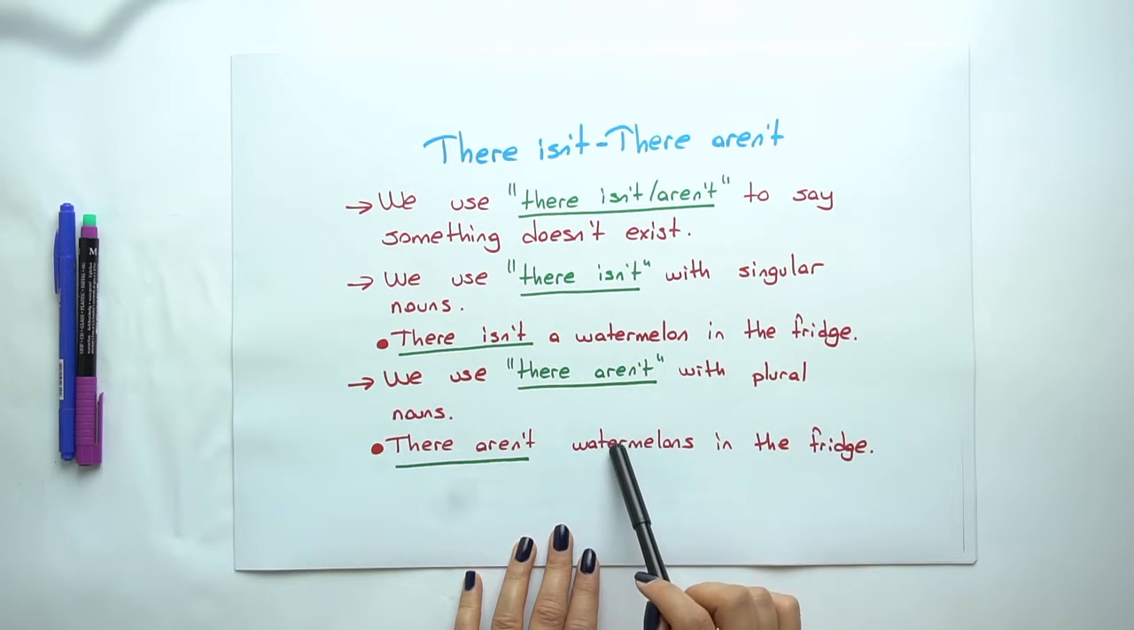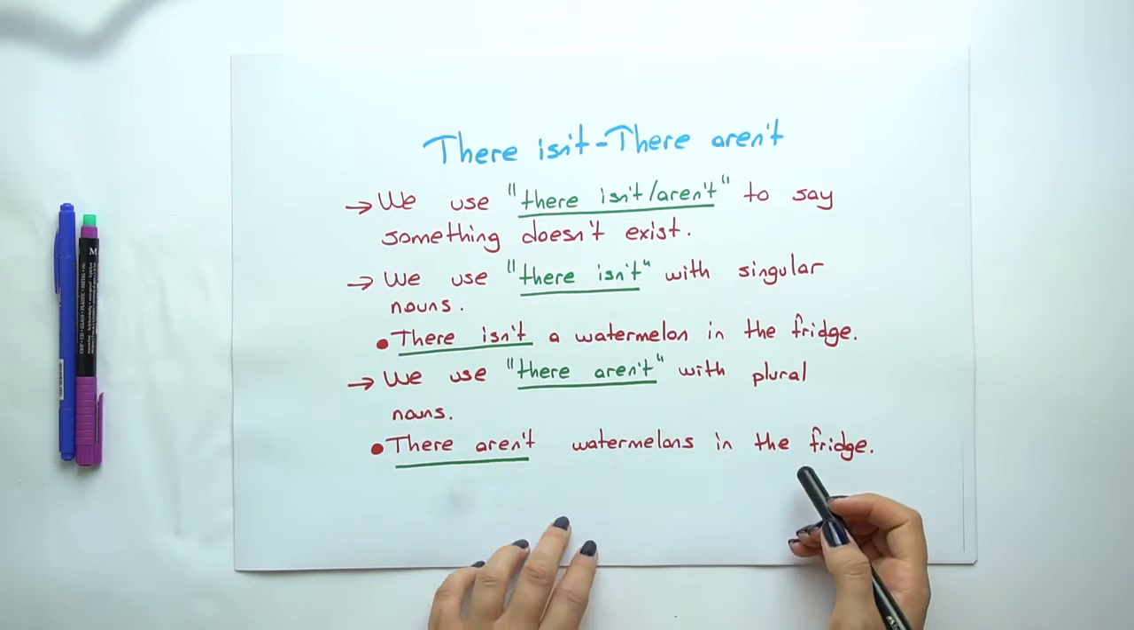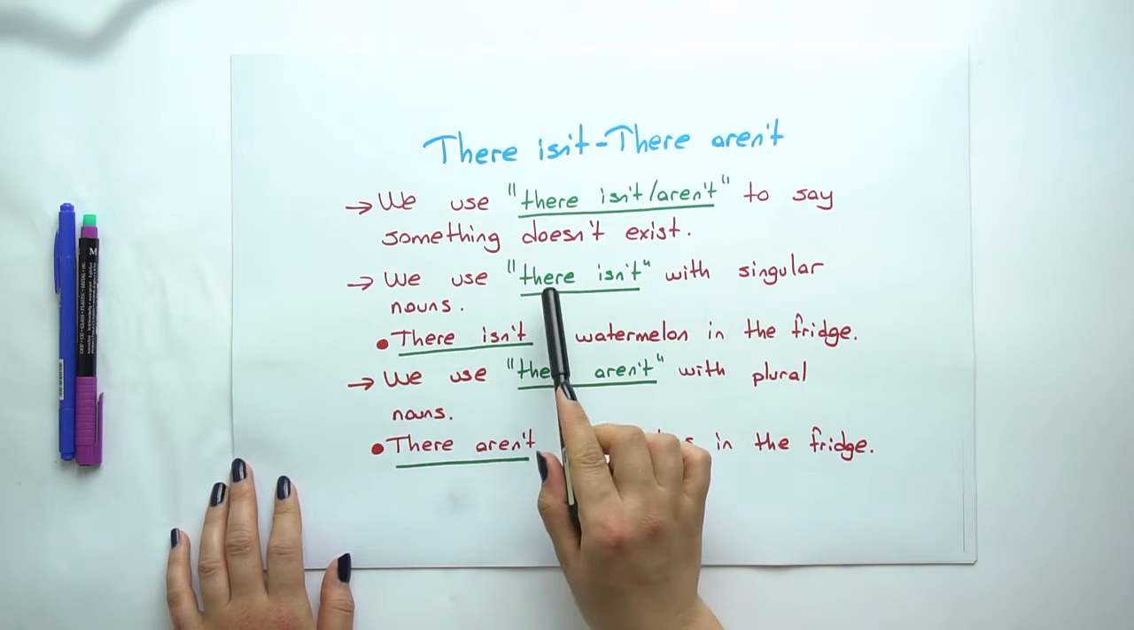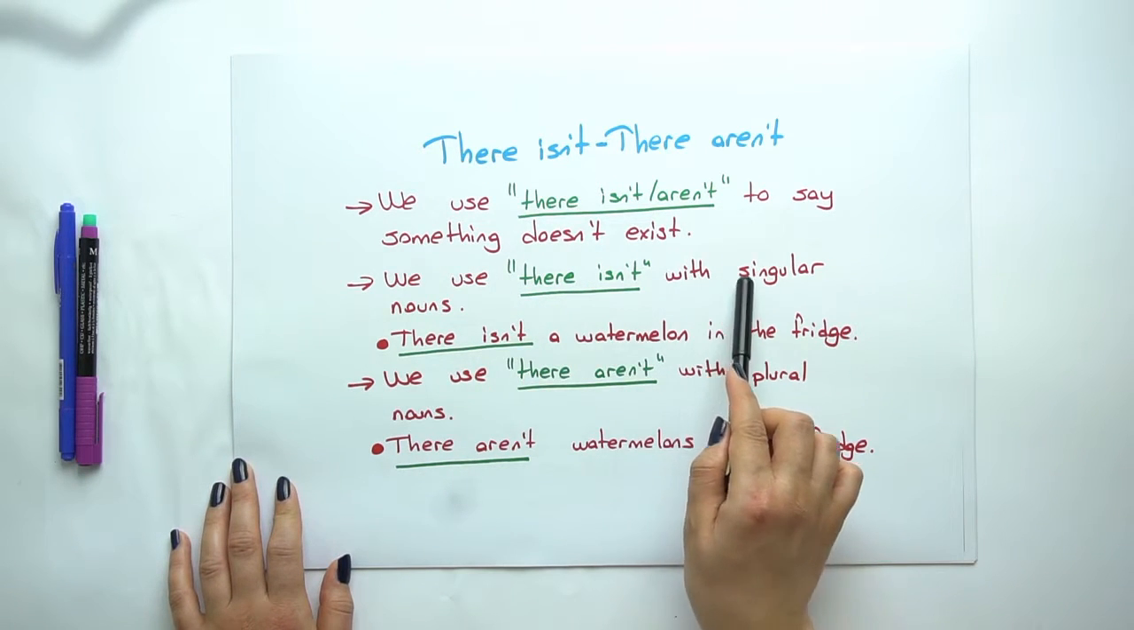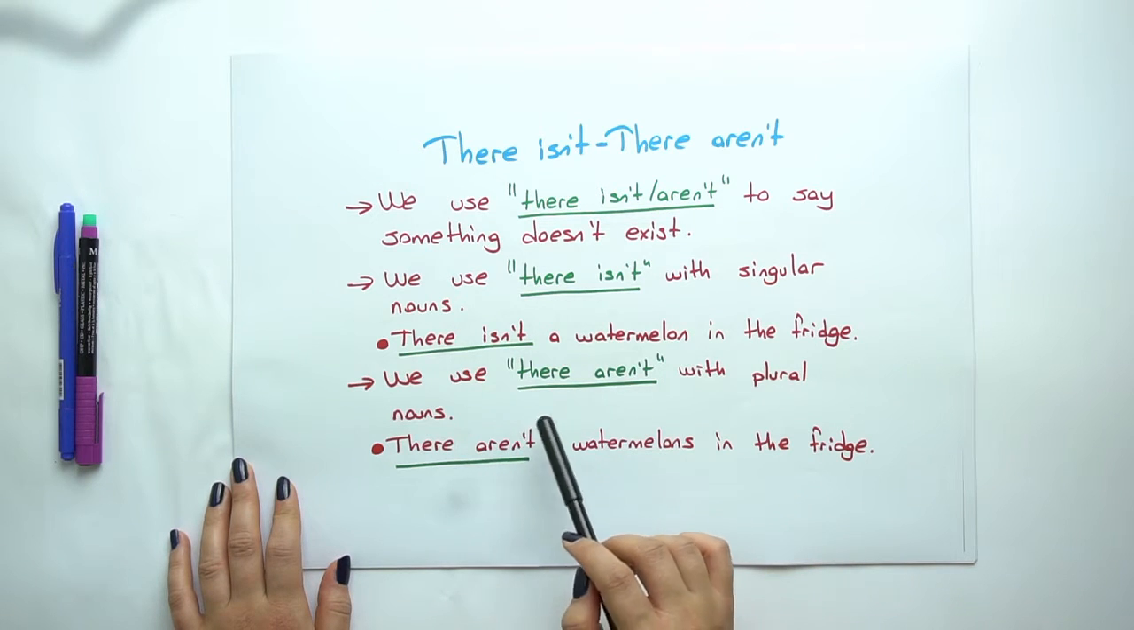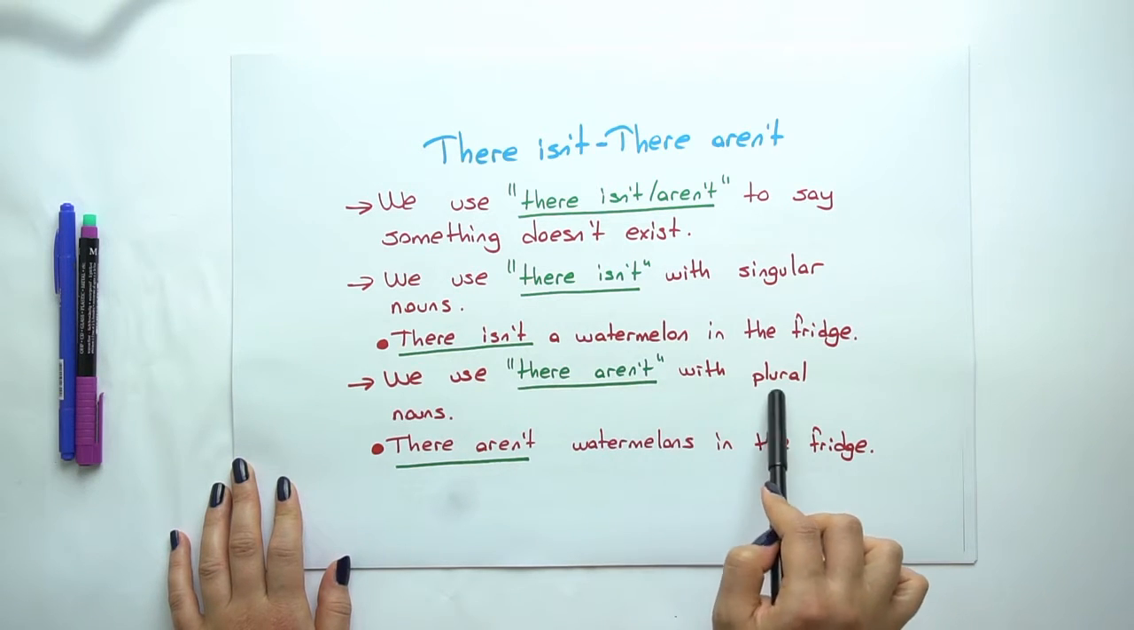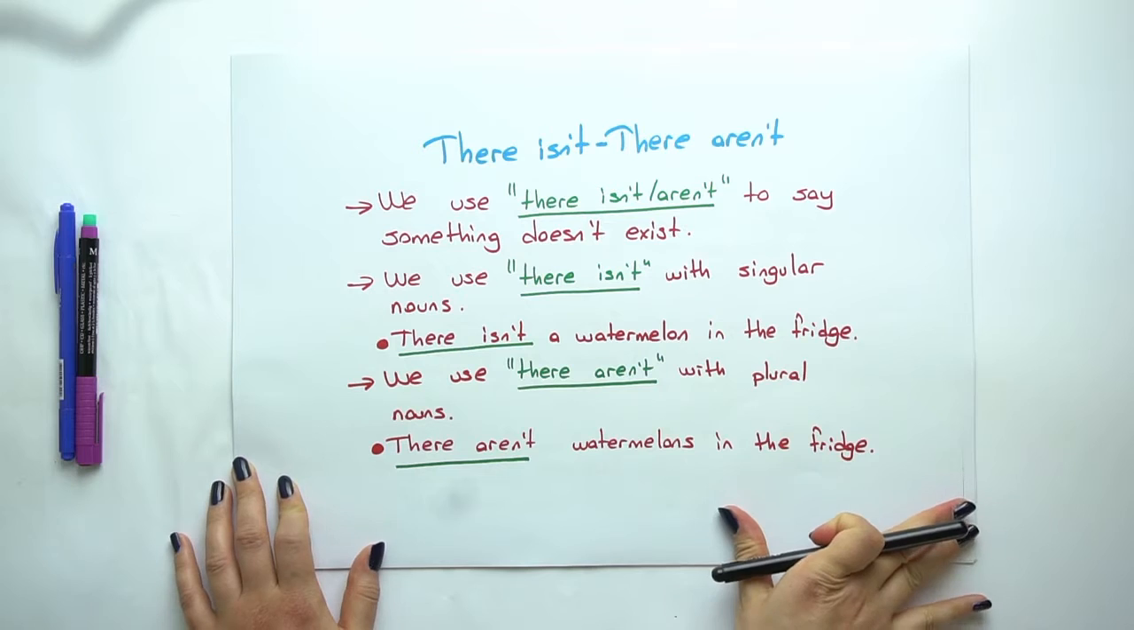So it means there are no watermelons in the fridge. Okay? They don't exist in the fridge. Remember, we use there isn't with singular nouns, and we use there aren't with plural nouns.